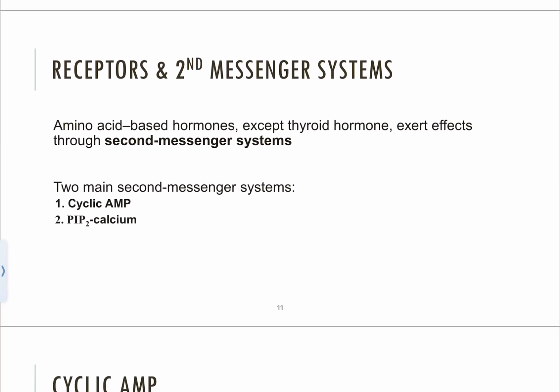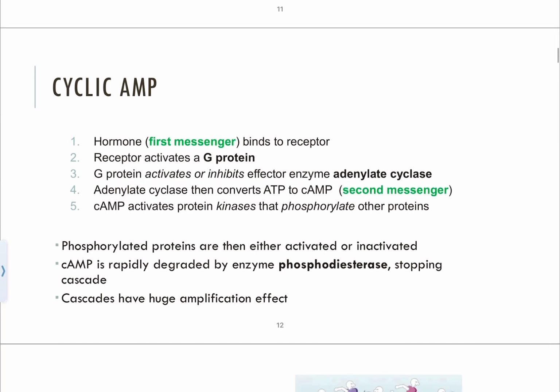Let's talk a little bit more about the second messenger system for our amino acid-based hormones. We have two main second messenger systems. One is cyclic AMP, also called cAMP, and the other is the PIP2 calcium second messenger system. You may have reviewed the cyclic AMP second messenger system before. Basically, if we're talking about a second messenger system, we have two messengers: the first messenger and a second messenger. The first messenger is going to be the hormone. So the hormone binding to its receptor acts as the first messenger.